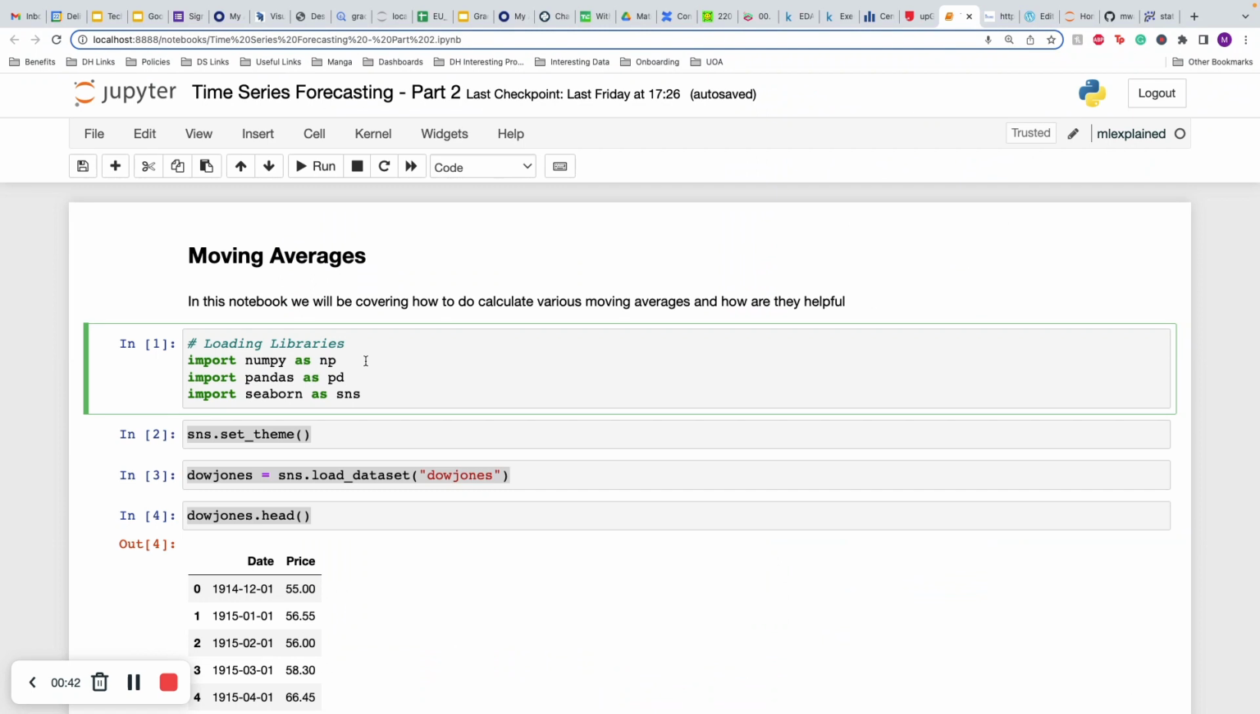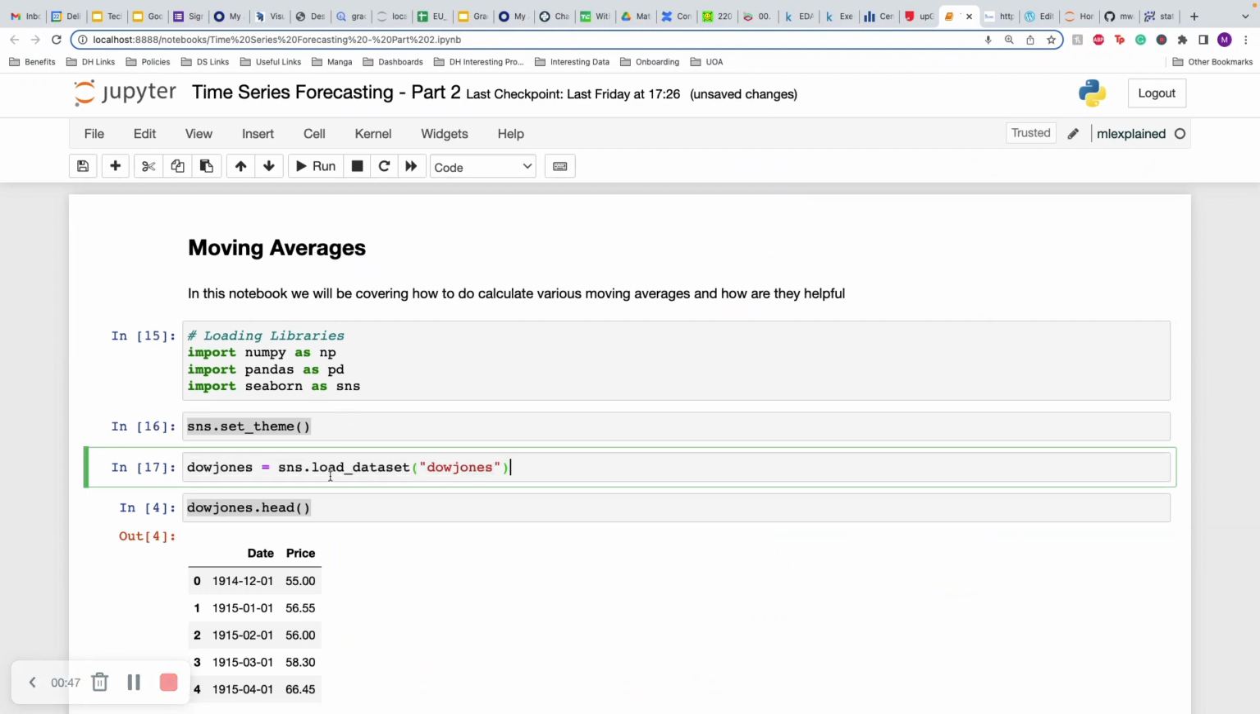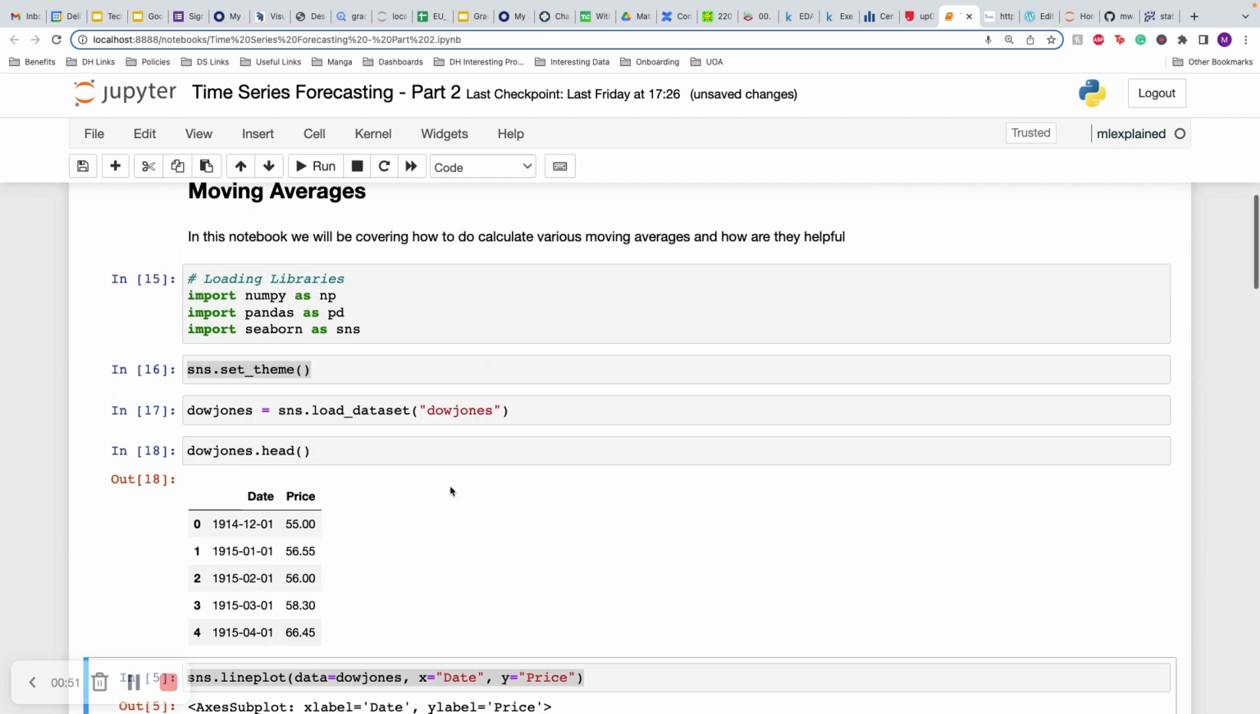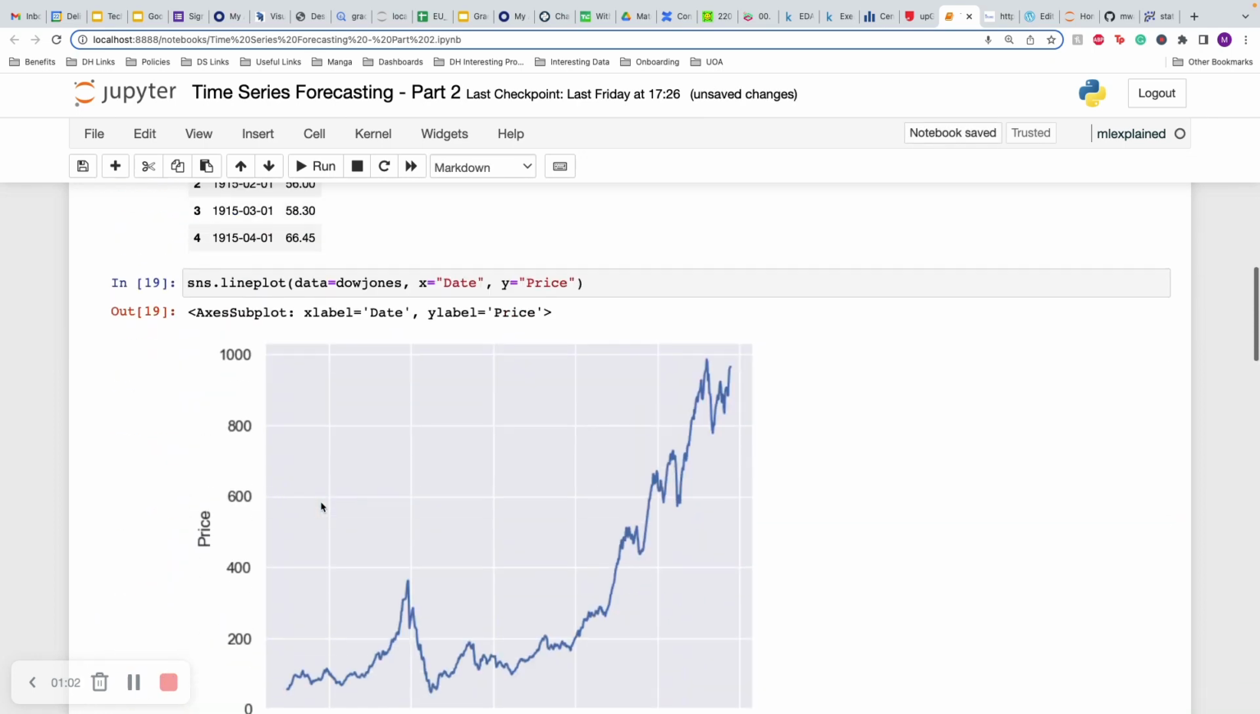So let us first start by loading our libraries. We set the theme, we load our data. We'll be loading the sample Dow Jones data from Seaborn again. Here, as you can see, we have a very simple data set. We have the date, we have the price. We plot the price against the date.